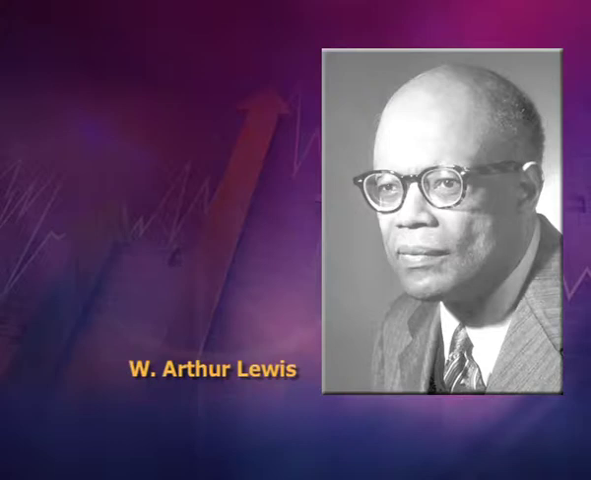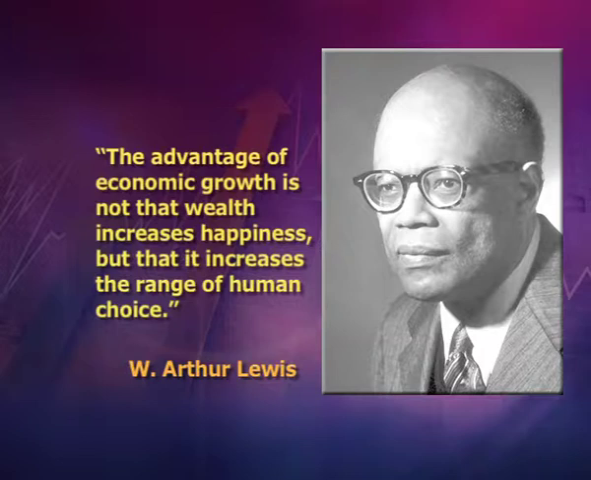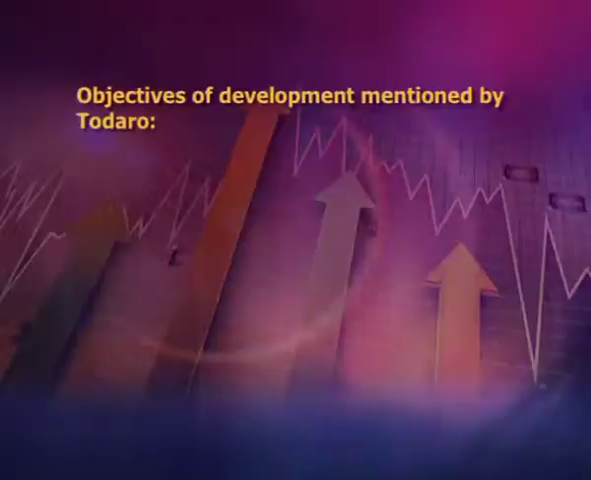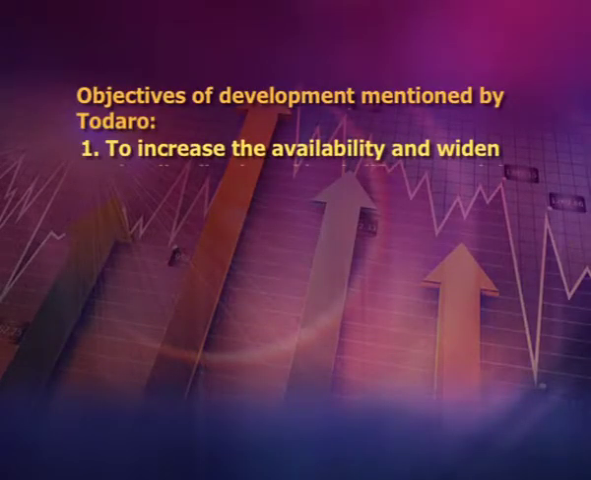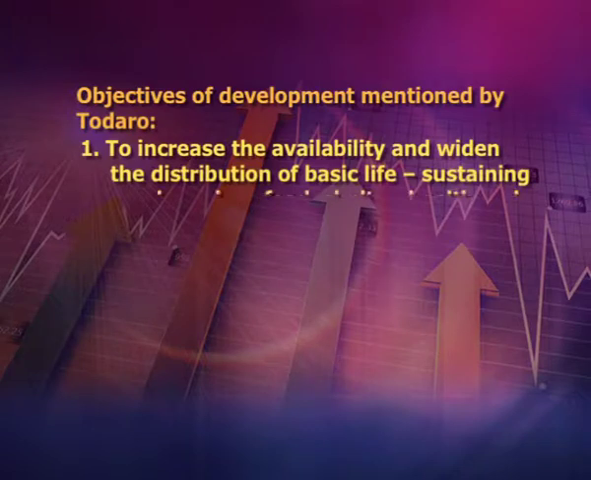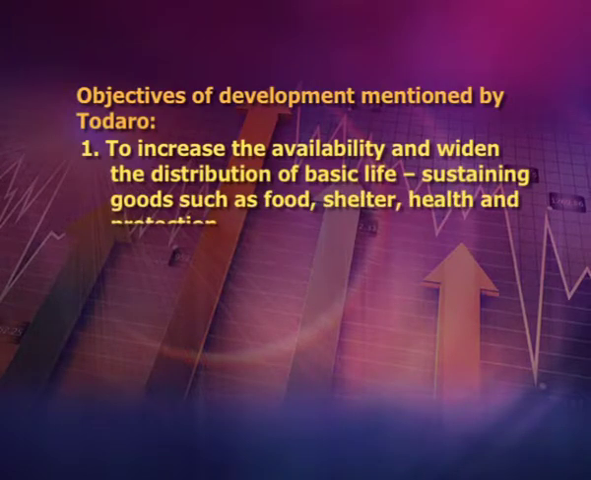W. Arthur Lewis stressed the relationship between economic growth and servitude, asserting that the advantage of economic growth is not that wealth increases happiness, but that it increases the range of human choices. Wealth can enable a person to gain greater control over nature and her physical environment. The three objectives of development mentioned by Todaro are: first, to increase the availability and widen the distribution of basic life sustaining goods such as food, shelter, health and protection.